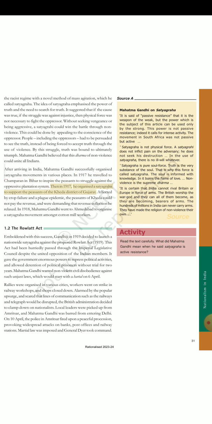Then in 1917, he organized a Satyagraha to support the peasants of the Kheda district of Gujarat. Affected by crop failure and a plague epidemic, the peasants of Kheda could not pay the revenue, and were demanding that revenue collection be relaxed. In 1918, Mahatma Gandhi went to Ahmedabad to organize a Satyagraha movement amongst cotton mill workers.